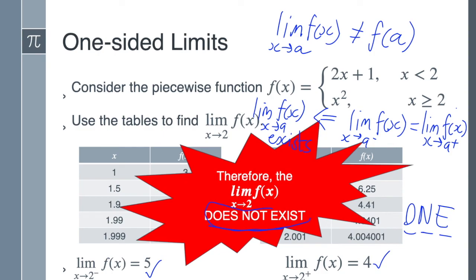So with this video, I hope you had a clearer view of how to do the limit of a function. This is a fairly short video, but I hope it helps.